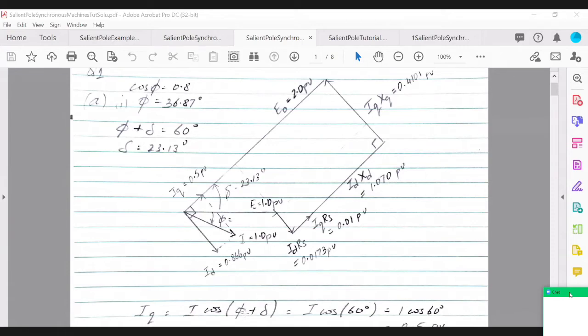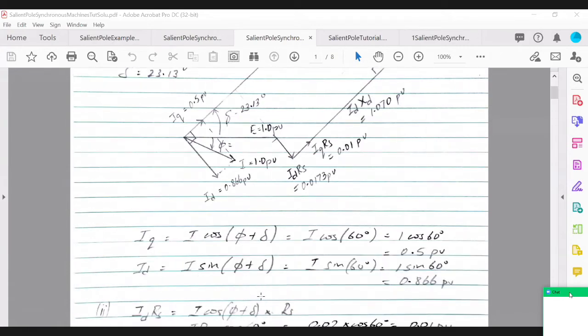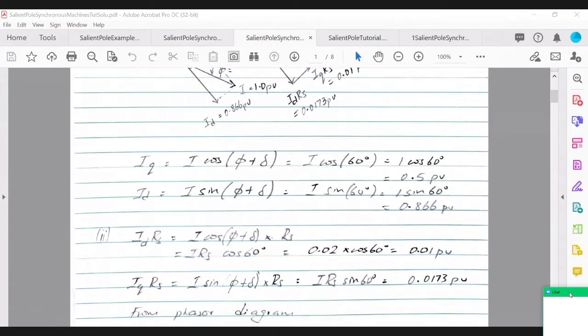So when you work out those two components, this is how I've worked it out.